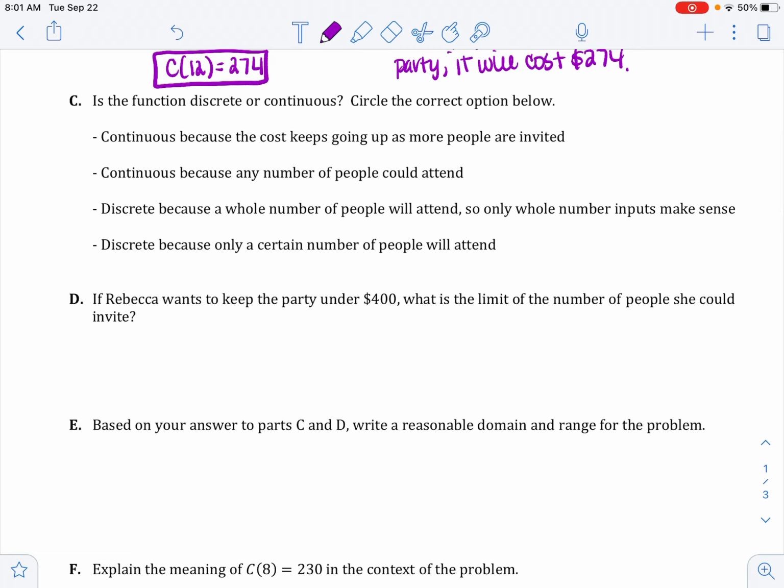Okay. Is this function discrete or continuous? Circle the correct option below. What this means is that if I were to graph this, would it be points or would I connect the points? I gave you options to help you out here. Is it continuous because the cost keeps going up as more people are invited? Is it continuous because any number of people could attend? Is it discrete because a whole number of people will attend, so only whole number inputs make sense? Or is it discrete because only a certain number of people will attend?